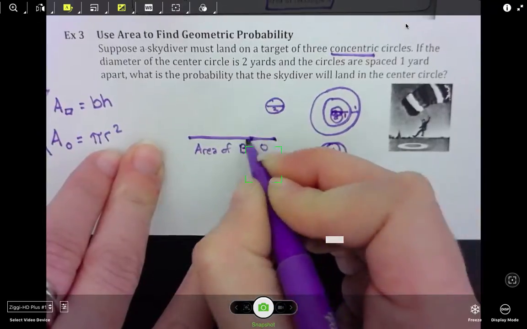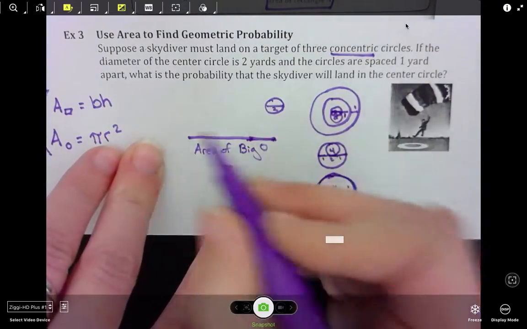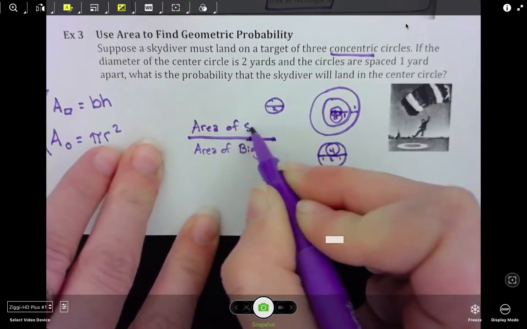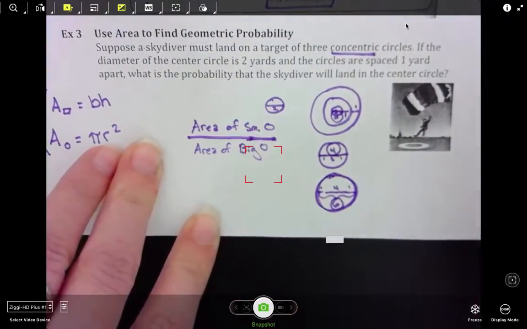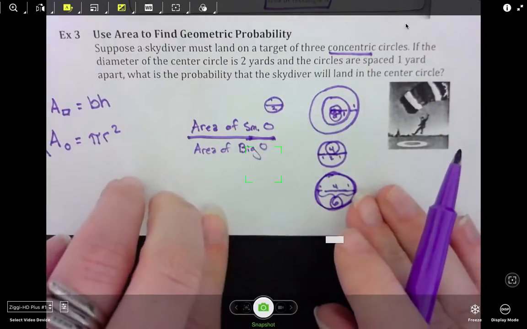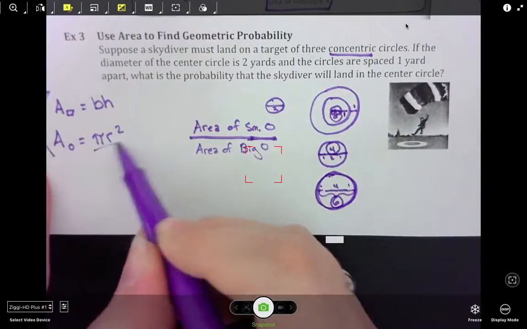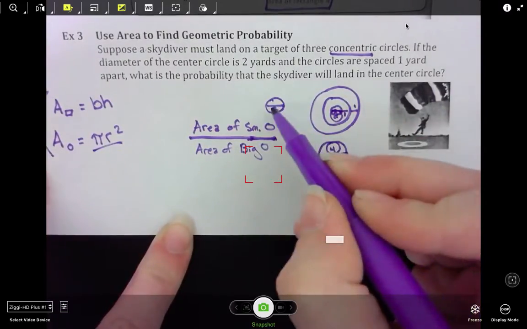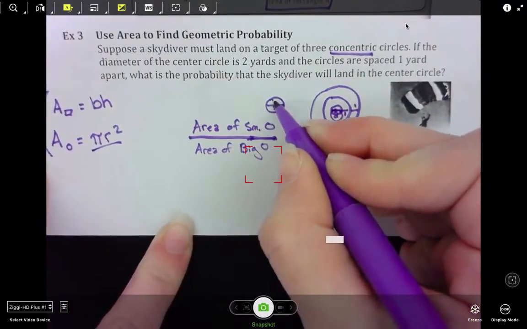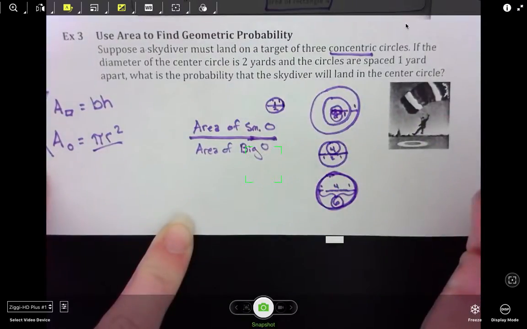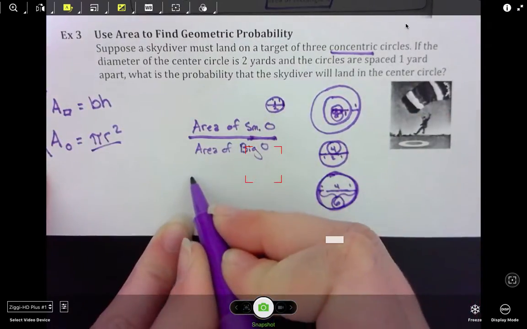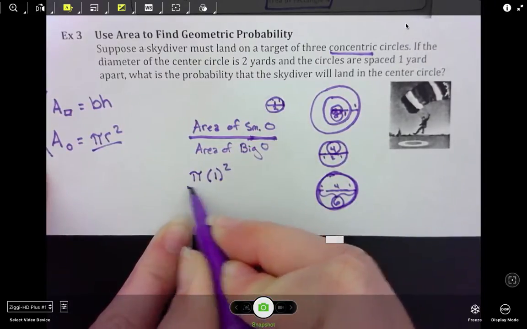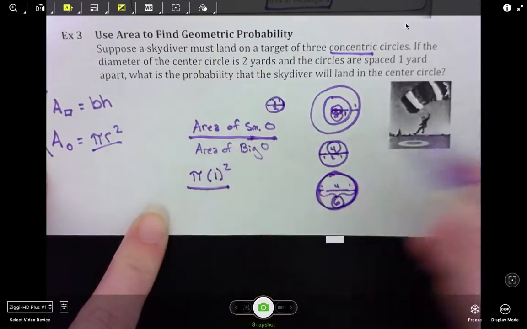And what I want to do is find the probability that he lands in the small one. So I'm going to do the area of the small one on top. So we need to find the area of that small circle. The area of a circle is pi times the radius squared. If my small circle has a diameter of 2, it should have a radius of 1. You should know that, I think, maybe. So pi times the radius, which is 1 squared, over the area of the big circle.